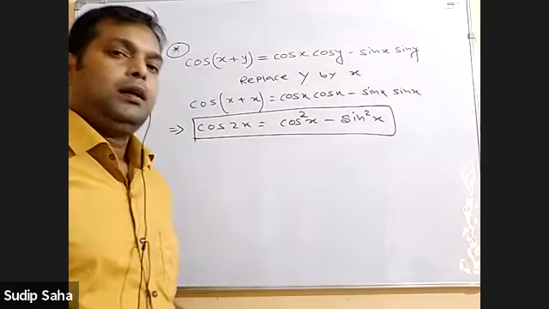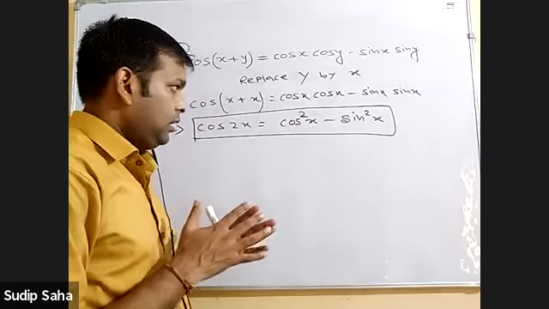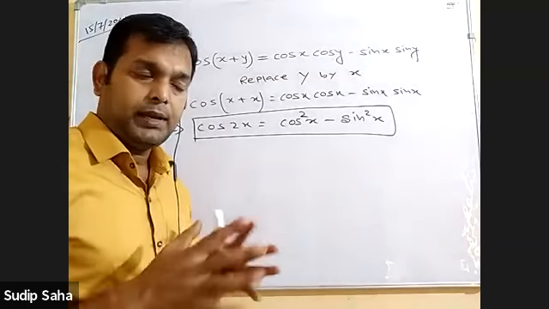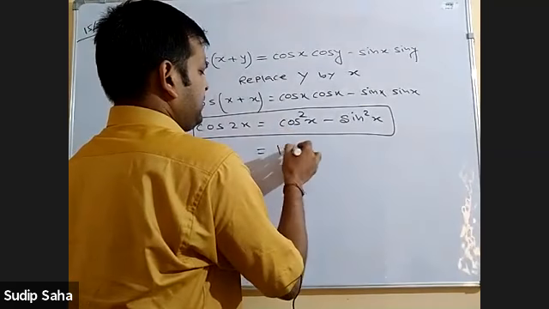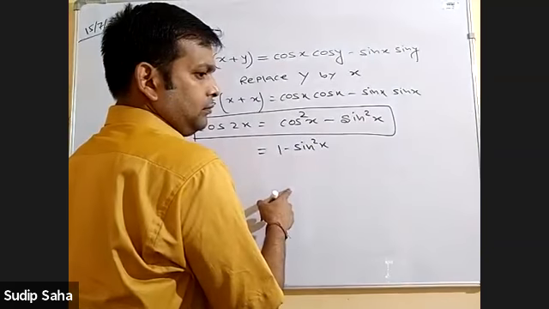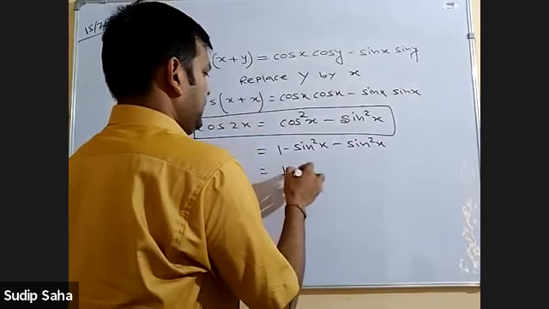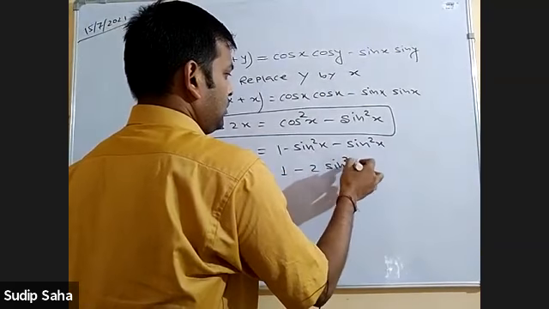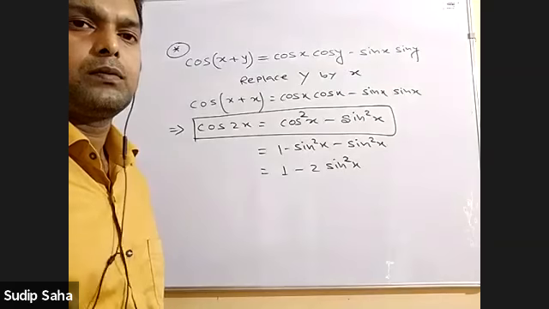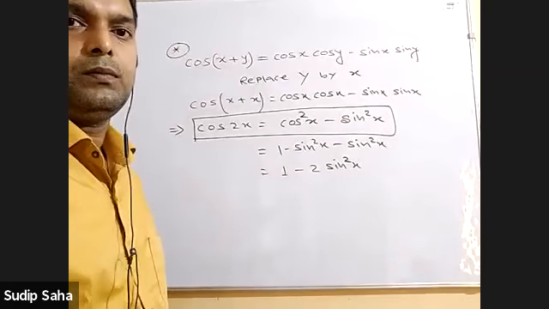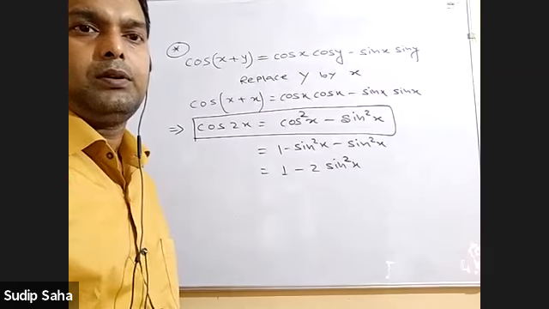From here, we'll transfer cos 2x in terms of exclusively sin x, exclusively cos x, and exclusively tan x. When we write in terms of sin x, cos square x is what? 1 minus sin square x, can I write? Yes. Then minus sin square x is there again. So that is 1 minus 2 sin square x. Everybody understood? Very good.